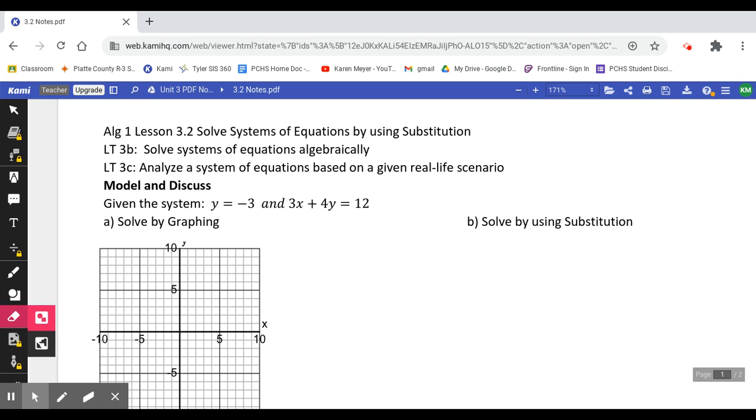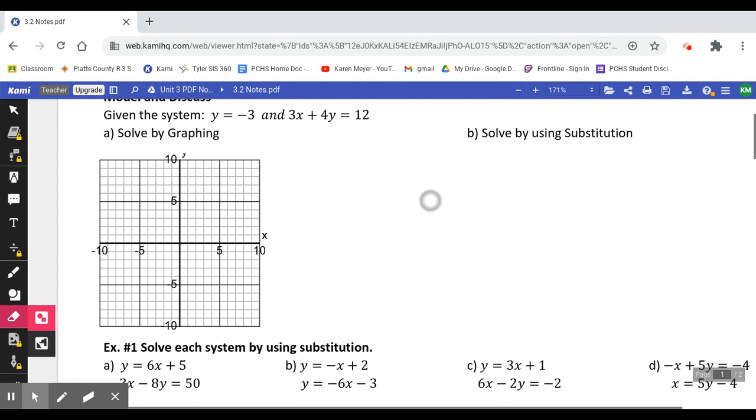In this video, we're going to be talking about another method of solving a system of equations, and this method is called substitution. So our first problem here, let's talk about solve by graphing, which we've already covered.